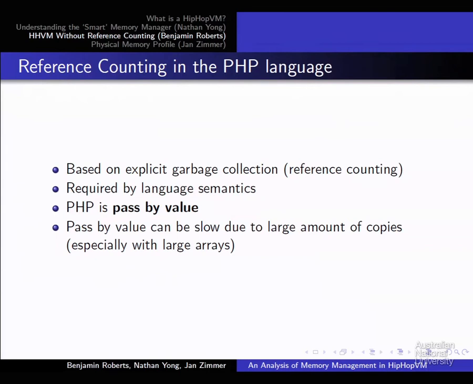PHP is based on naive reference counting and explicit garbage collection. As soon as an object's reference count hits 0, it's deallocated, and this is required by the language's semantics. I'm not sure if any of you saw Steve's presentation a couple of weeks ago about PHP's object semantics. It's a bit weird. It's pass by value, and if you're passing large arrays around inside your PHP code, then you're going to be doing lots of large array copies. So it's not actually a particularly efficient solution.